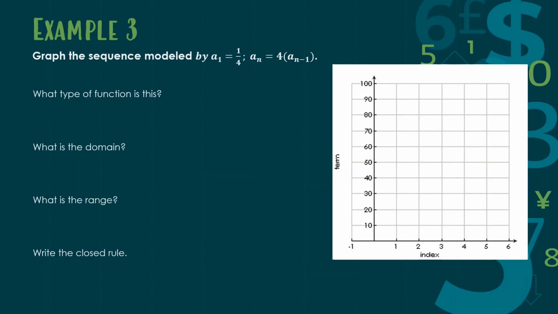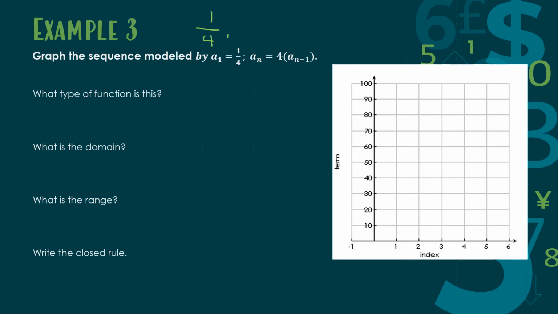For example 3, we're asked to graph the sequence modeled by a sub 1 equals 1/4, and then a sub n equals 4 times a sub n minus 1. This is the recursive rule. We know that because it has two parts. It gives us the first term and then the rule based on the previous term. So we know our first term is 1/4, so I'm going to go ahead and write that. And then any term is 4 times the previous term.